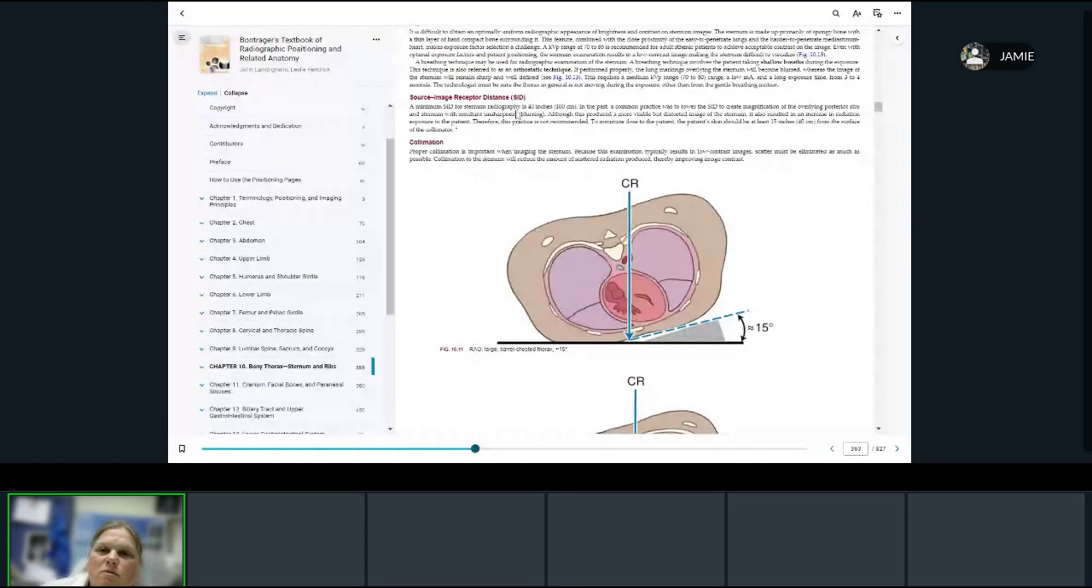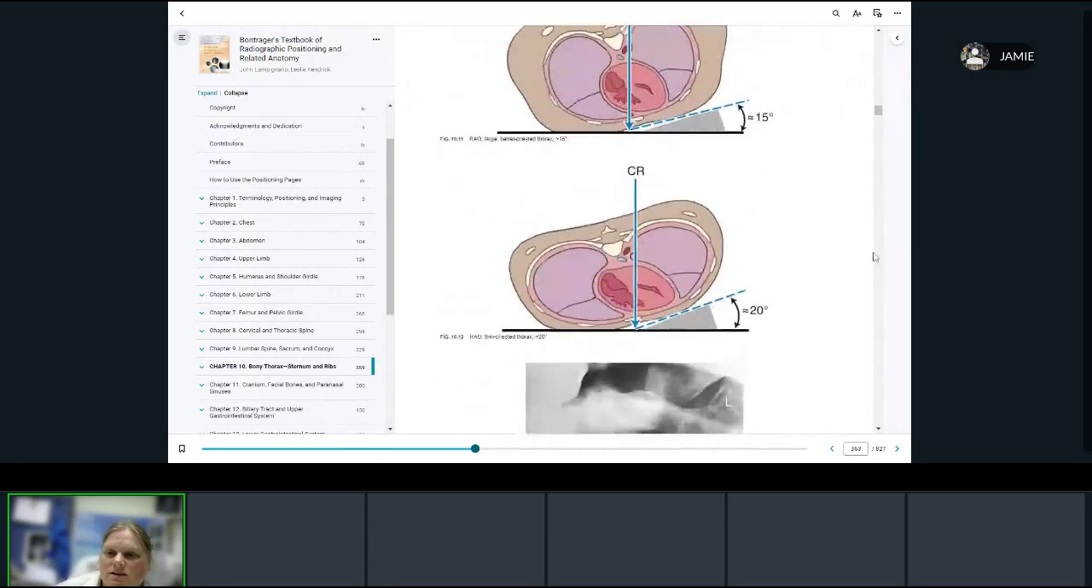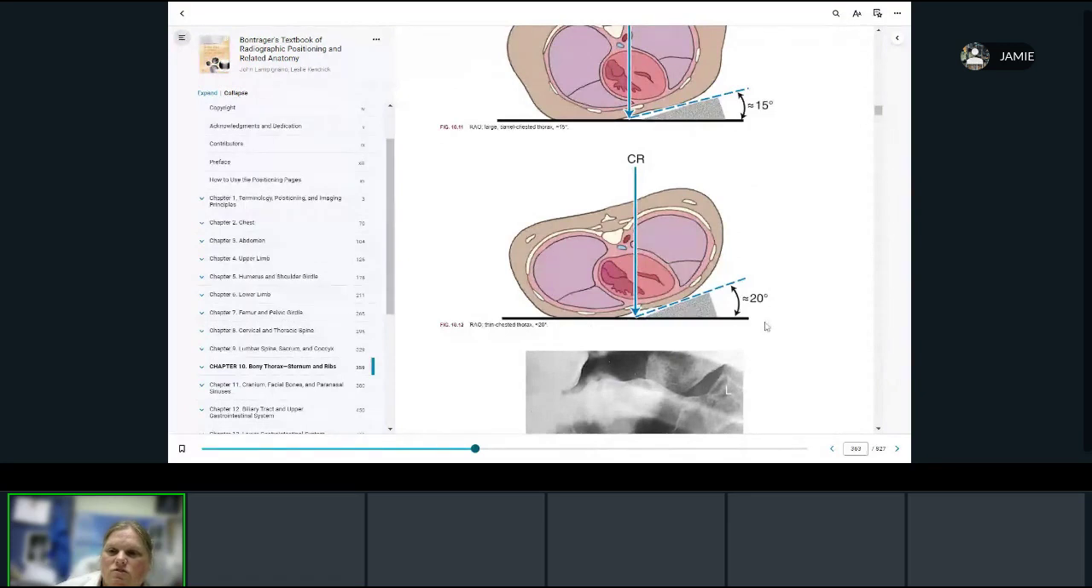Source to image distance is a minimum of 40 inches. It causes magnification, so we do have a little distortion going on. If the patient's skin is close to the actual tube itself, 15 inches minimum for us to not have skin erythema happening. So 15 inches from the surface of the collimator. Collimation is important, so we're going to do a small collimated field, like a 10 by 12. Obliquity for a larger barrel-chested patient is 15 degrees, whereas our asthenic patient, with a thin thorax, is 20 degrees.